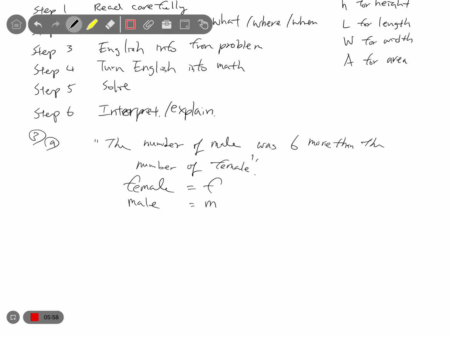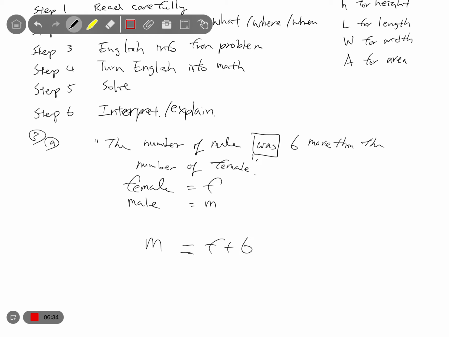Now from here, translation. Remember the translation sheet? The word was or is in math means equals. The number of male, I'm going to use M. Now, 6 more than the number of female. Well, we know the number of female is F, so it's got to be something to do with F. 6 more than, right? More than means add. But the word than makes you switch the order. So in this case, we're going to have F plus 6.